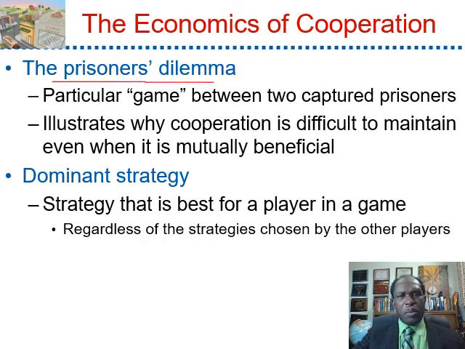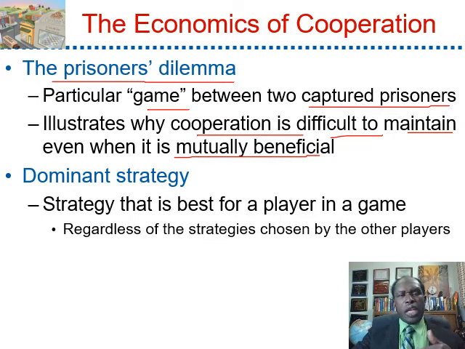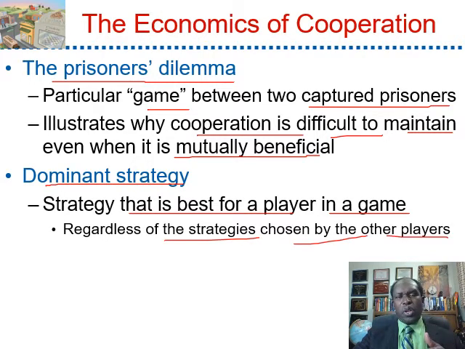The prisoner's dilemma game is one example of a game between two captured prisoners. This game illustrates why cooperation is difficult to maintain even if it's mutually beneficial for both of them. In the game, they have a dominant strategy, which is a strategy that is best for the player in the game. So they will follow that strategy regardless of the strategy chosen by the other player.